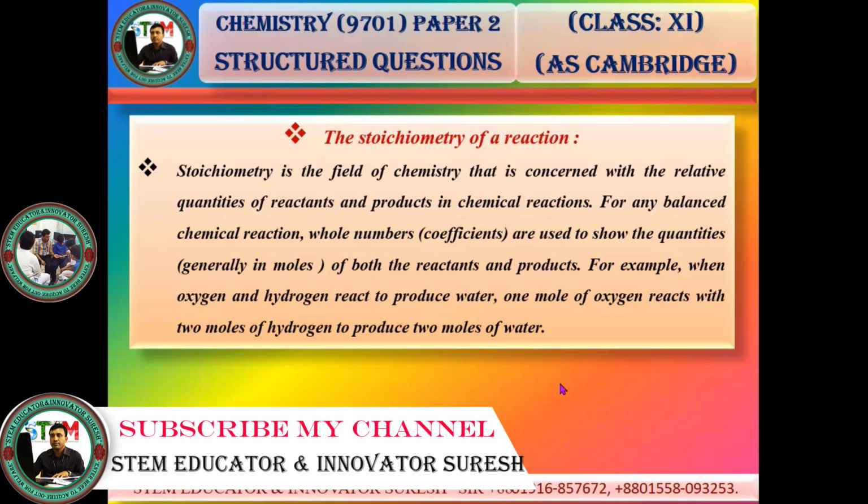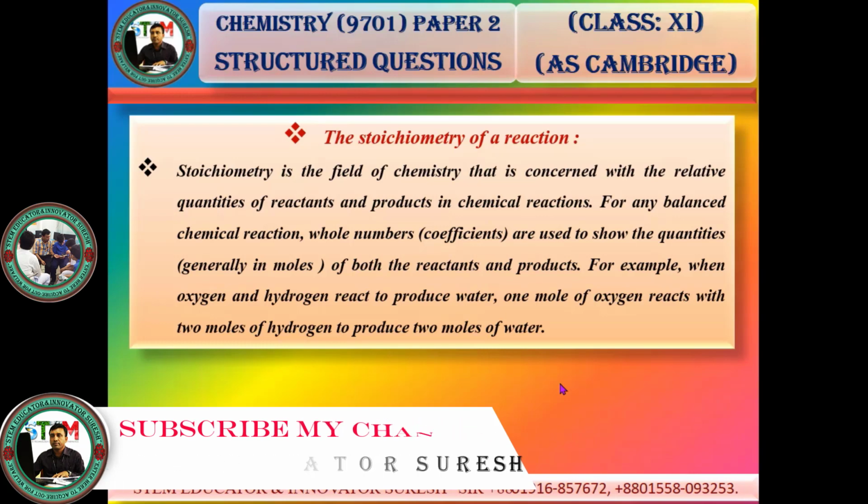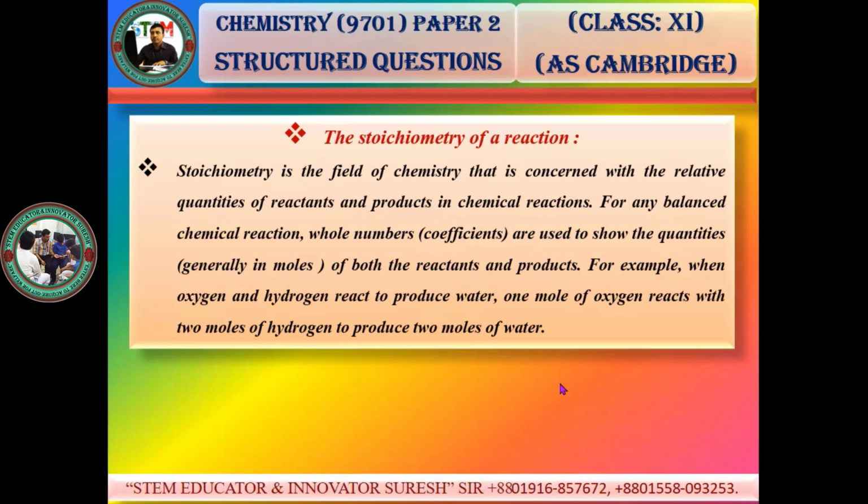Now we want to learn more about the stoichiometry of a reaction. Stoichiometry is the field of chemistry that is concerned with the relative quantities of reactants and products in chemical reactions. For any balanced chemical equation, whole numbers, that is the coefficients, are used to show the quantities, generally in moles, of both the reactants and products. For example, when oxygen and hydrogen react to produce water, 1 mole oxygen reacts with 2 moles of hydrogen to produce 2 moles of water. All of them are whole numbers.